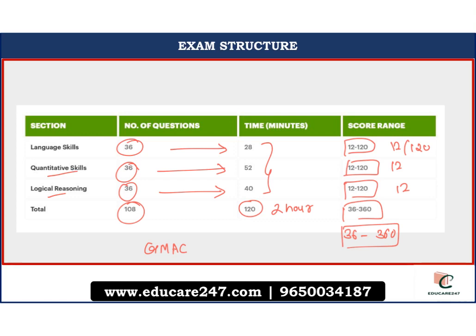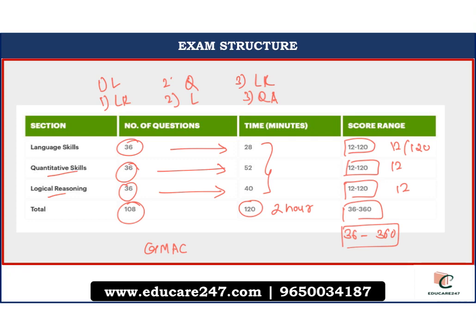Candidates have a choice of selecting the order of the test sections. When you start the test, you will be given the option whether you want to start first with language, second with QA, and third with LR. You can even start first with LR, then language, and third with QA. You can shuffle it any way you want, but at the start of the exam you'll have to specify what you want to start with, what you want to take second, and what you want to attempt last.